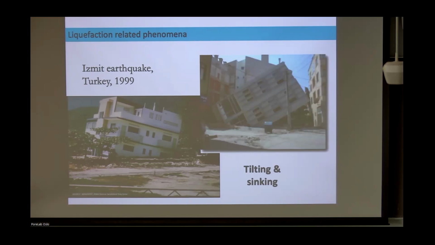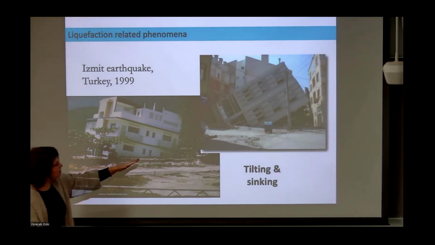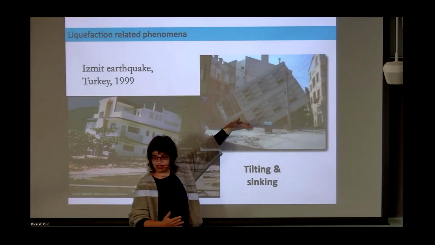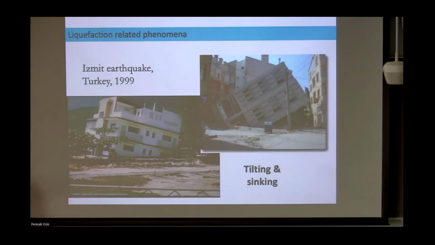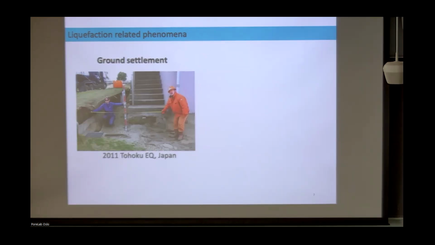Here you see many pictures of buildings tilting during liquefaction. This one is from the Izmit earthquake in 1999, and you can see the building is intact, but it just lost its grounding and sunk. In addition, you see compaction, ground settlement, loss of porosity, okay?